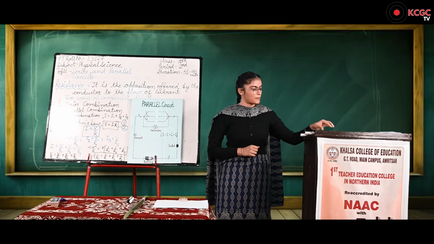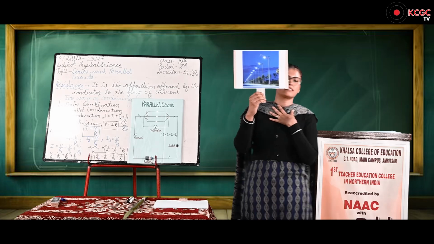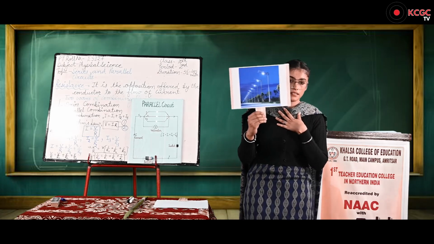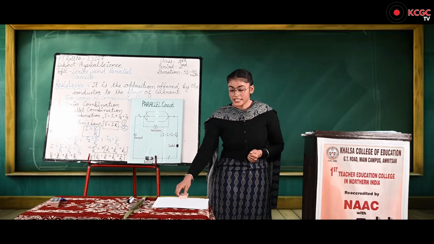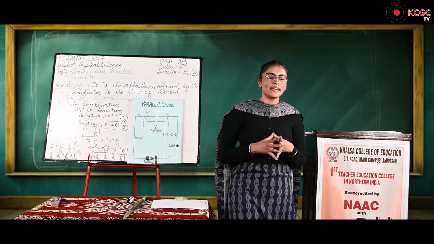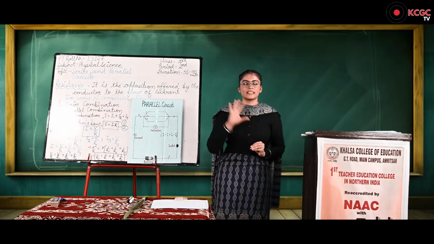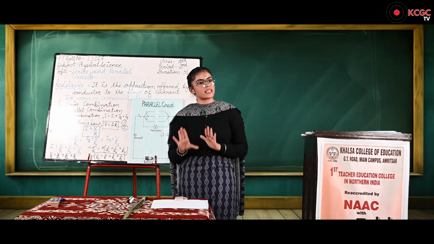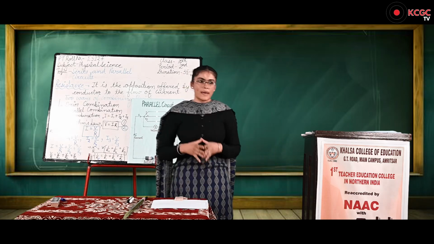Now we will do an application. What does this flashcard represent? Street light. Street lights. These street lights are combined in a parallel circuit, because if one street light is going to be burned, the other one remains the same. They are not changeable. So these types of circuits are known as parallel circuits.